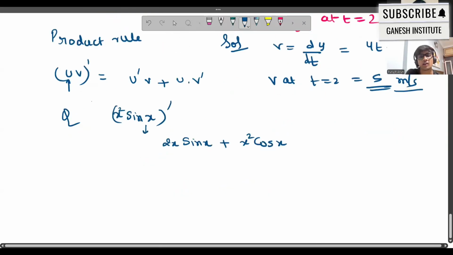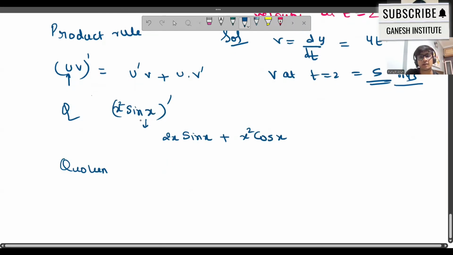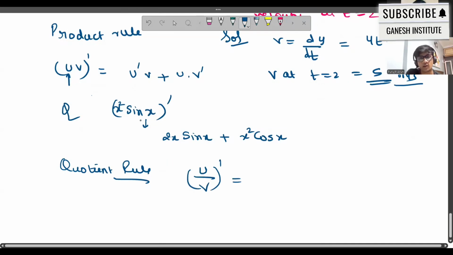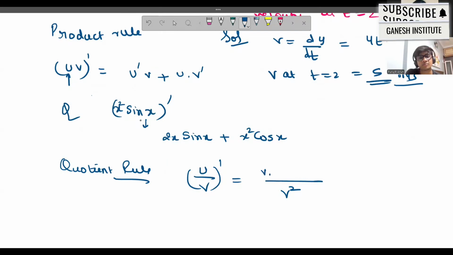Divided by... no, there's no division. Quotient rule, sorry. Tell me what is quotient rule? Quotient rule is the same as the UV rule, but in the numerator it's going to be minus, and the denominator is going to be v square. We keep the denominator first because with a negative sign, order matters, right? Okay, so this is how we do it.